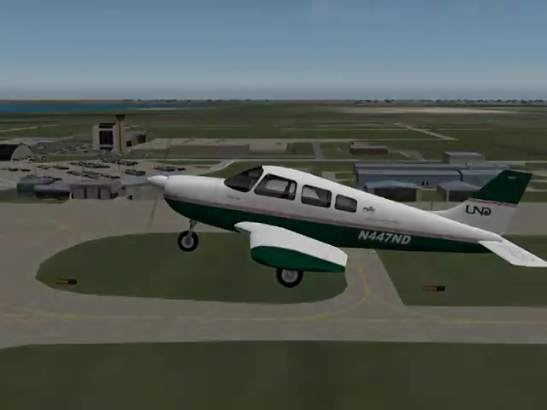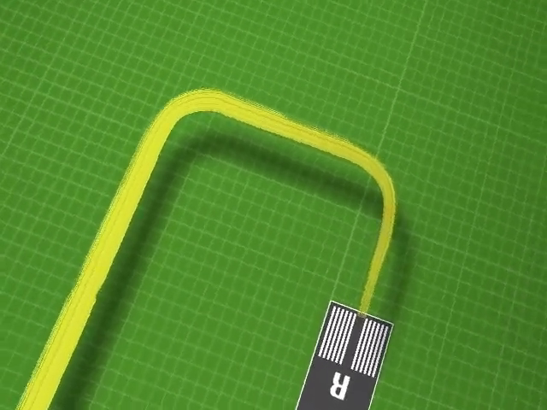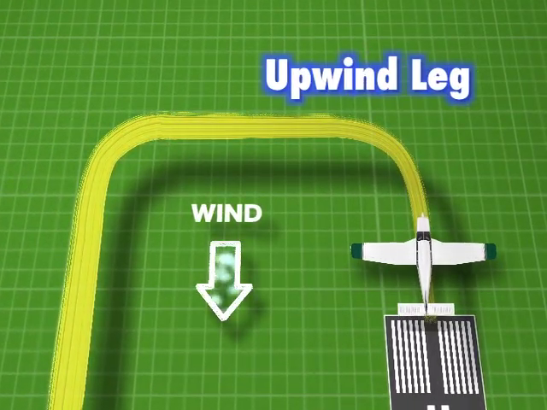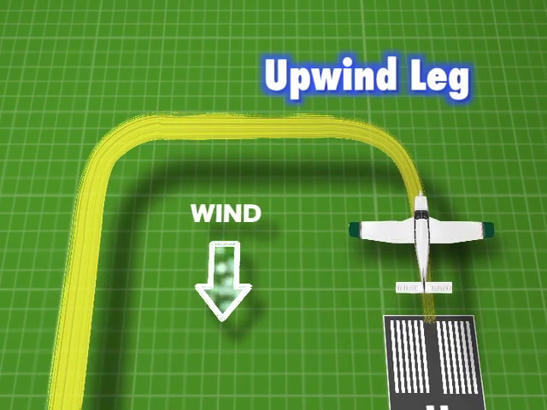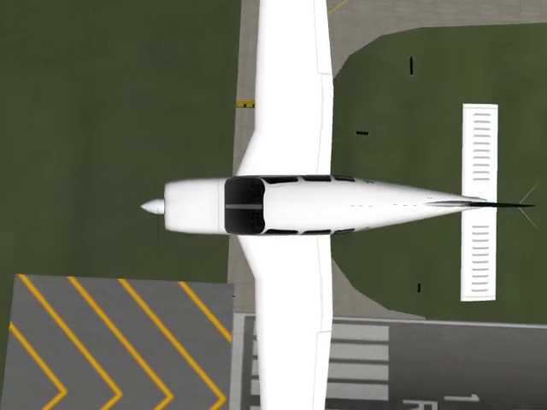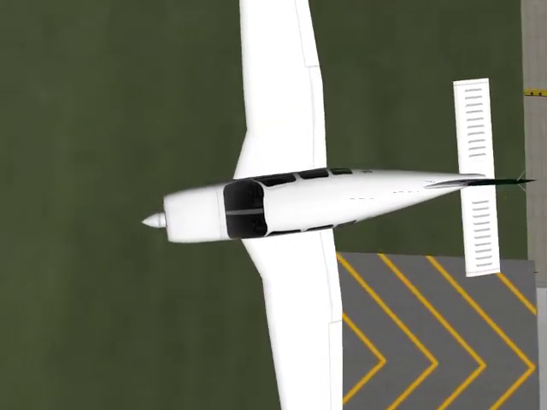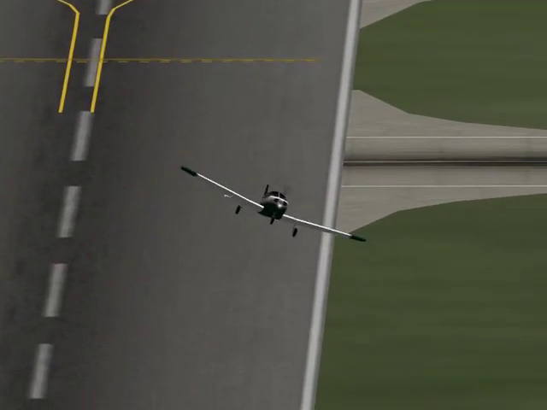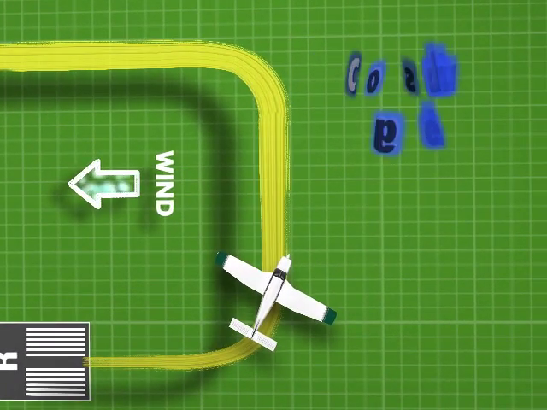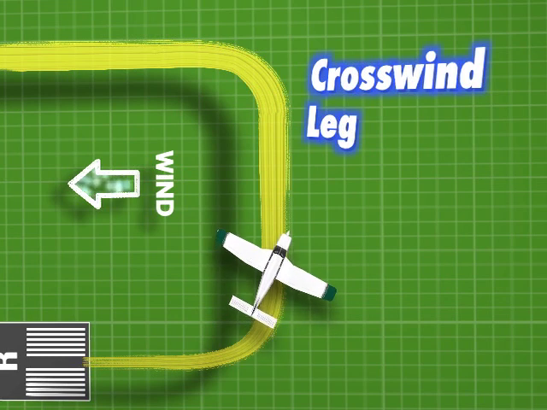the pattern can commence. The first leg, the upwind leg, is into the wind and should be flown at an optimum climb speed in the Warrior until reaching 300 feet below traffic pattern altitude and beyond the departure end of the runway. At this point, the pilot can make a medium banked left turn onto the crosswind leg. The crosswind leg is perpendicular to the upwind, downwind, and final legs.